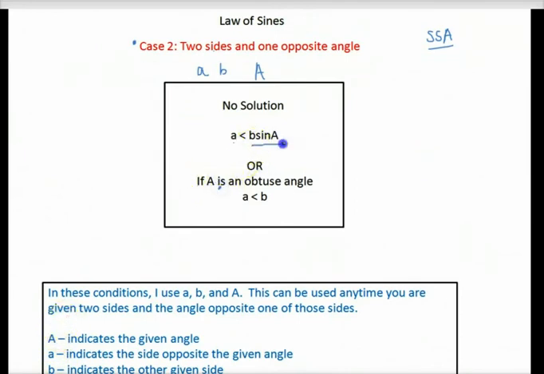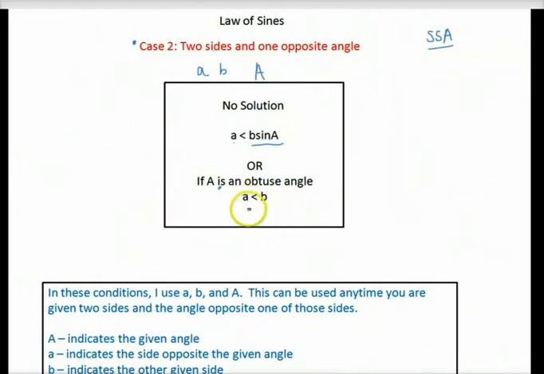So what you want to do is find b times the sine of A. If you don't want to do this, it's okay, because at some point in the solution you'll notice there's an error and that there's no solution. This is just a way you can tell right from the beginning, before you even start solving. If b times the sine of A is bigger than a, then there will be no solution. If it's an obtuse angle and the other side is bigger than the side opposite angle A, then you know there's no solution.